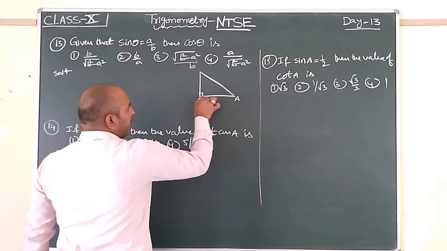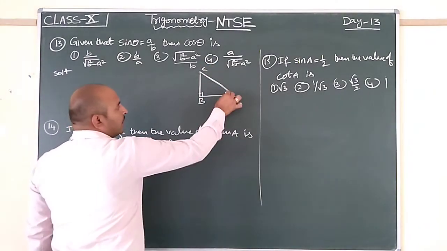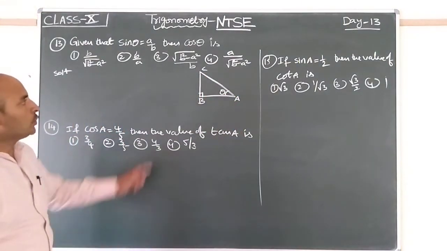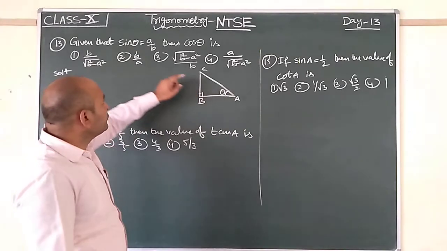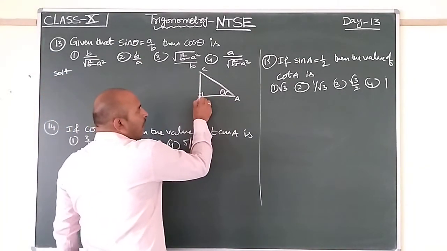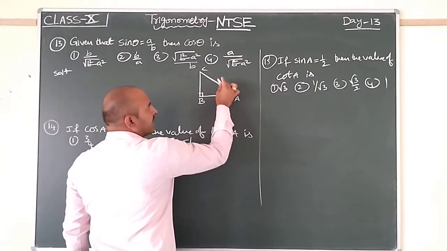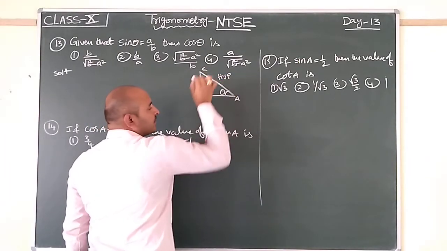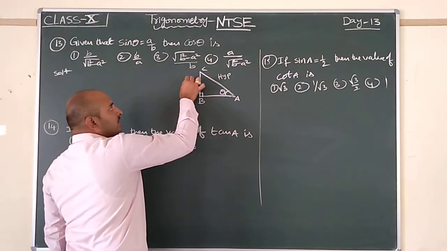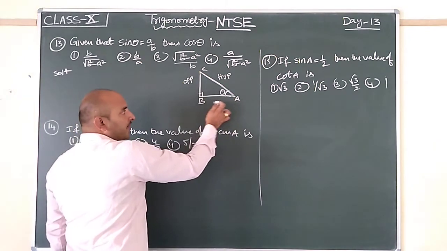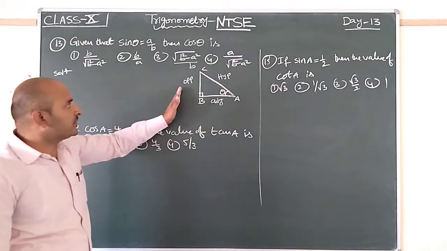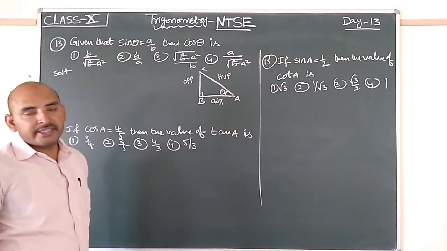This is triangle ABC. Let us consider the angle at A, it is theta. According to this right angle triangle, the exact 90 degrees is opposite to side AC. This is the hypotenuse. The angle at A is exactly opposite to side BC. This is the opposite side, and adjacent to it is the base side. This is the adjacent side.